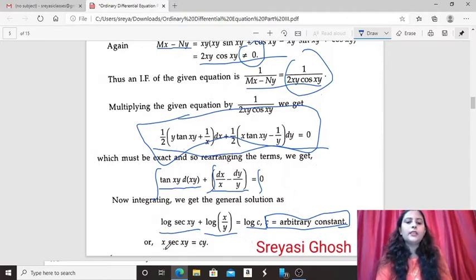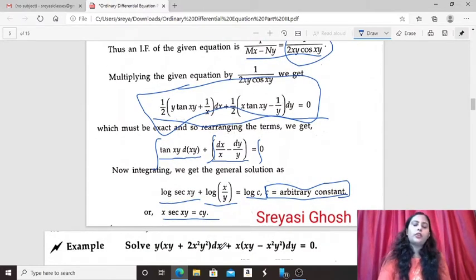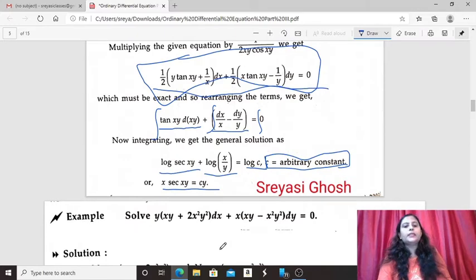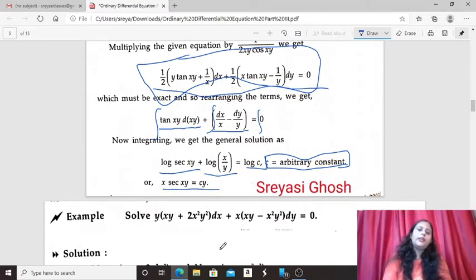That is this particular equation that we have. A similar sort of example is given in the next step. Please see here. The equation over here is given as y(xy + 2x²y²) dx + x(xy − x²y²) dy = 0.